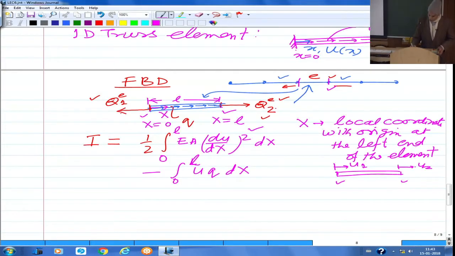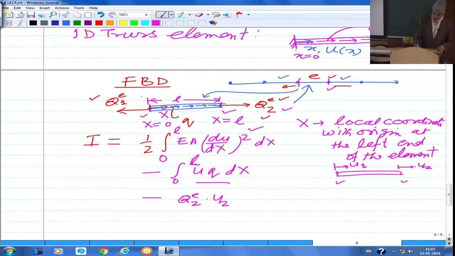So there is a force here, Q2E, so the work done would be Q2E into this U2, but this work done is positive work, so its potential is going to decrease with respect to the undeformed configuration, because the displacement is in the direction of the force. So work is positive, potential is negative with respect to the undeformed configuration. So the potential of this force would be Q2E into U2.